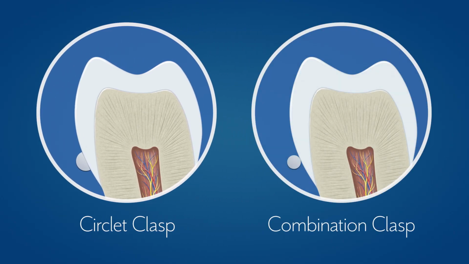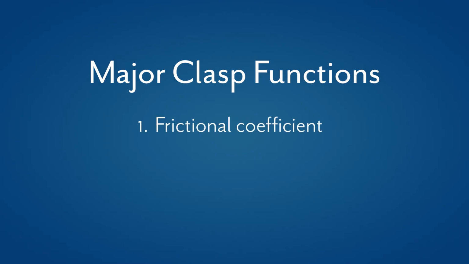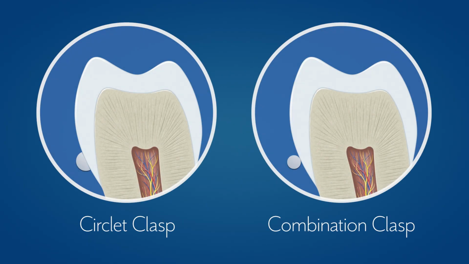Compare this with the cross-sectional view of the combination clasp. Here, note the circular profile of the retentive arm. Due to this difference in structure, the clasps function differently when interacting with the tooth surface. There are also two important functional differences. The first functional difference being the frictional contact between the clasp and the tooth. One can appreciate the extensive contact between the D-shaped circlet arm and the abutment in comparison with the much smaller tangential contact between the combination clasp and the abutment.